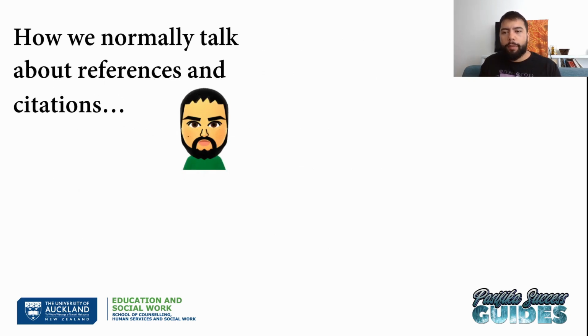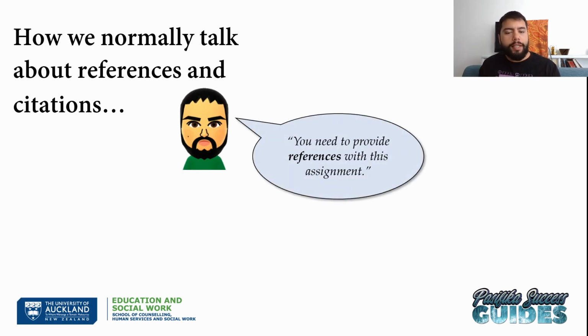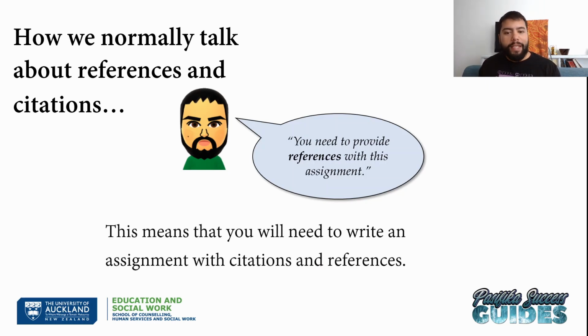If you're at university, your instructor will usually say something along the lines of, you need to provide references with this assignment. What that means is that when you write an assignment, you need to include citations and references, especially when you are making certain kinds of claims or referencing past work.